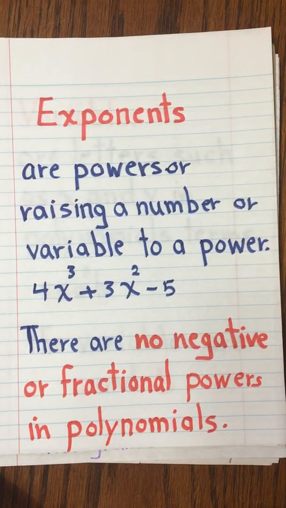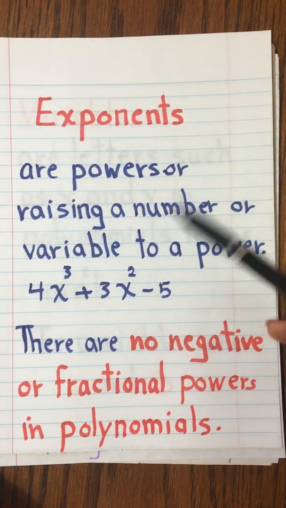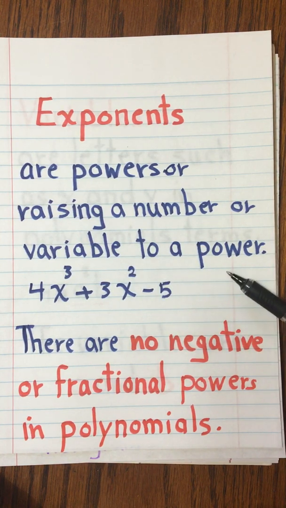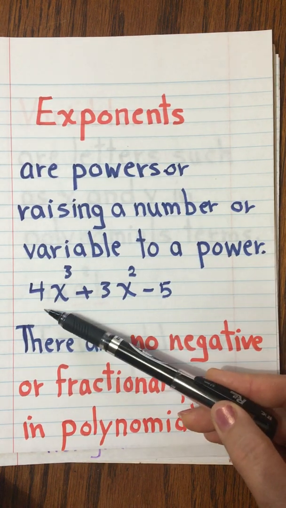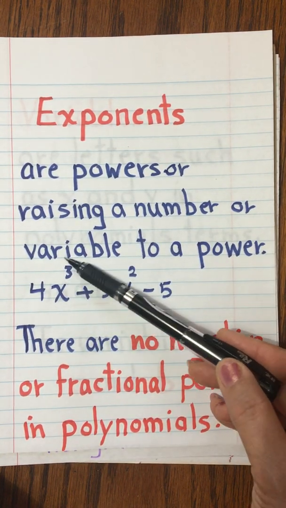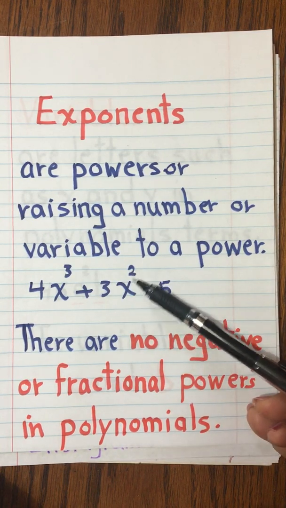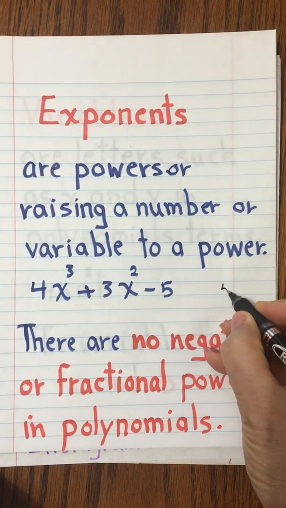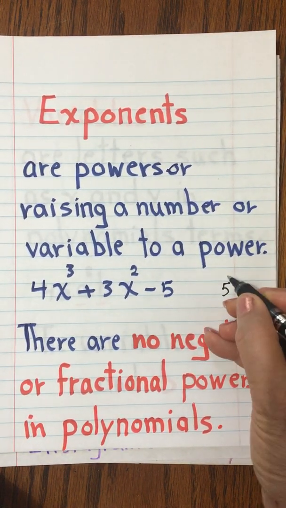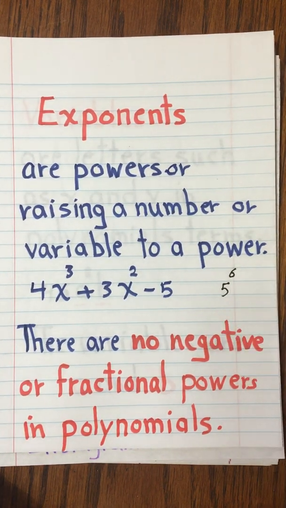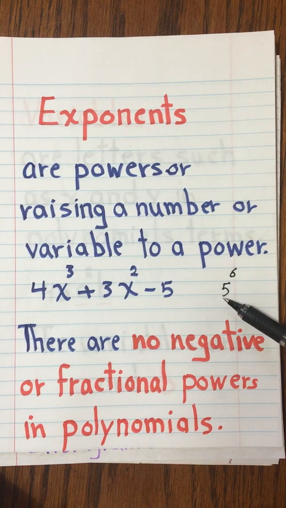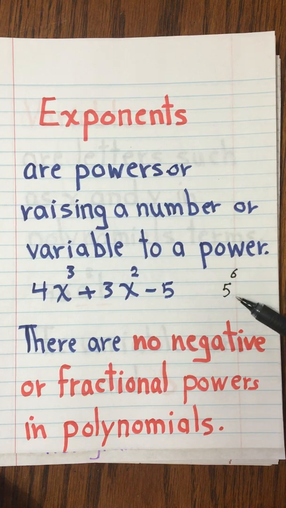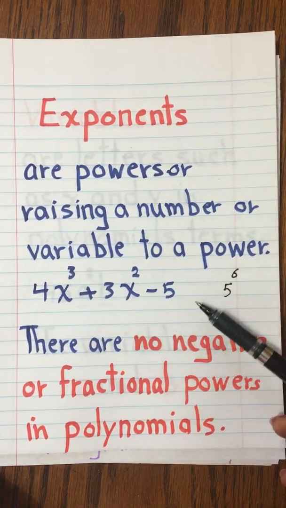Exponents. Exponents are powers, or raising a number or variable to a power. So 4x to the power 3, this is an exponent. 3x squared, this is an exponent. Or maybe we have a number like, for example, 5 to the power 6. So we can raise a variable to a power or a number to a power. And this expression has 3 terms.